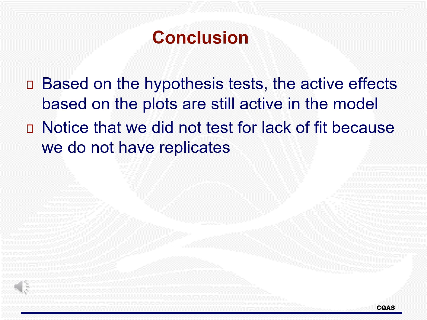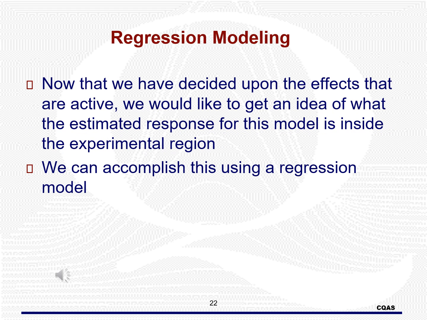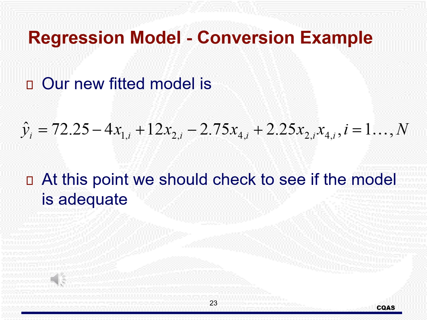In this case, you would have hidden replication. You should be able to convince yourself of this. Recall that this is not true replication, so we do not have any information on pure error. A regression model would then be used with the remaining factors to determine what the estimated response would be throughout the experimental region. Once we get the model, we still need to check to see if model assumptions hold.